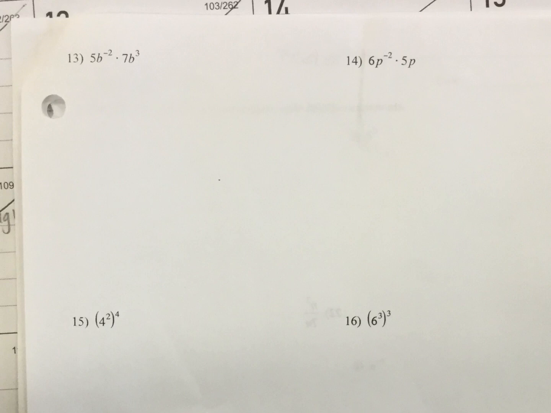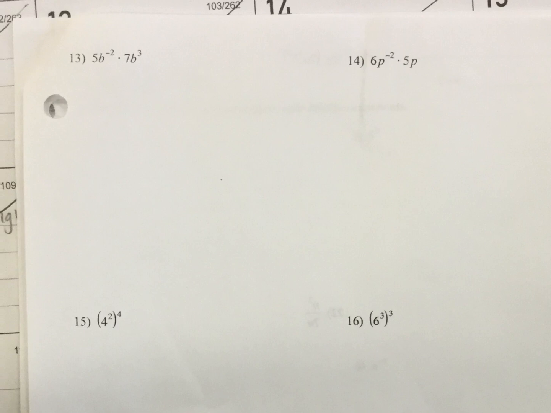Number 13 is the same. 5, multiply the big numbers. 5 times 7 is 35. Now the b's, I have -2 plus 3 because we add them. That gives me a 1.